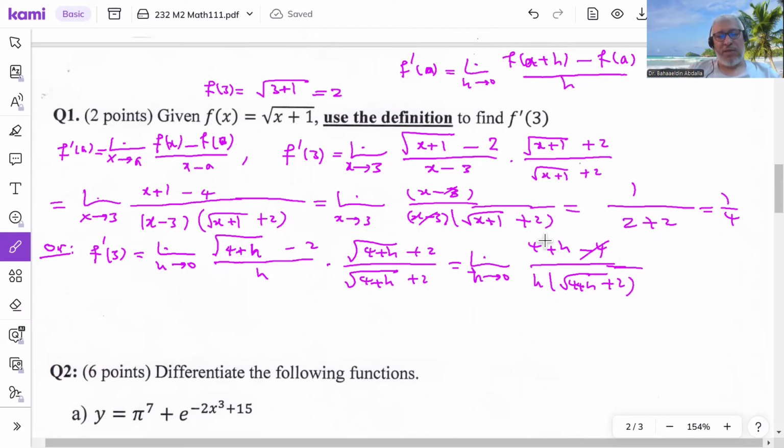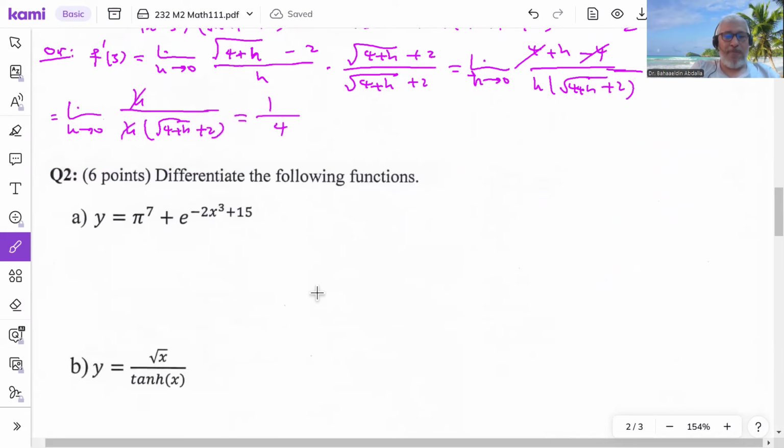And now 4 cancels with 4. After 4 cancels with 4, I'll have h up and h down, so I can cancel them together. And then I replace h by 0, so I have 1 up, and square root of 4 is 2 plus 2. It's also 1 over 4. So both methods are similar in difficulty, and you can use any one of them to find f prime of 3.